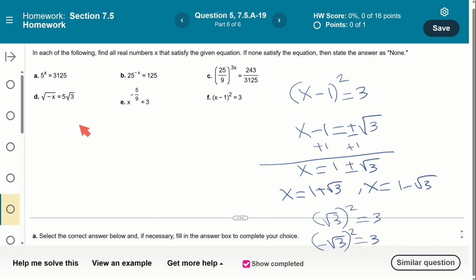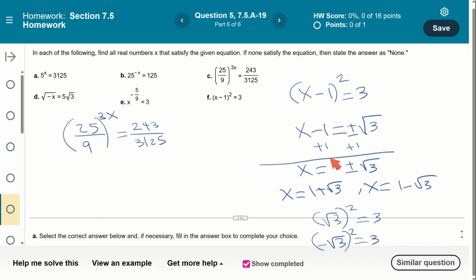So we have 25 over 9 to the power of 3x, and on this side we have 243 over 3125. All right, so this one is actually a little tricky. Notice that the idea is to try to write both sides with the same base, right? So prime factorization really helps with that, okay?